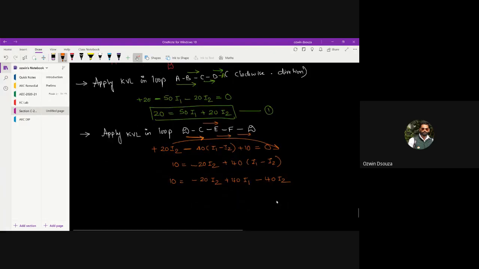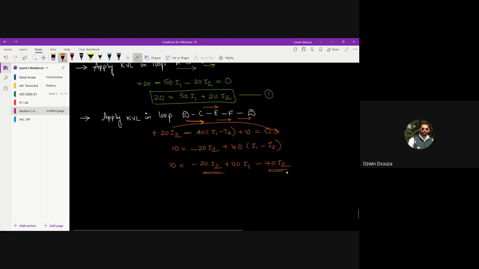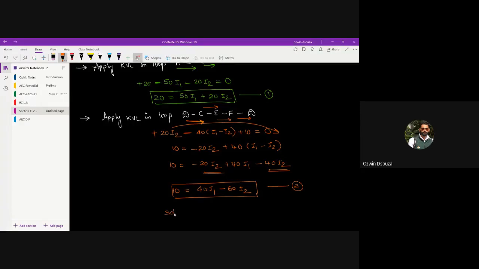So let us group the like terms together. So I can say that 10 is equal to 40 I1, minus 20 I2 and minus 40 I2. That is minus 20 plus minus 40 is minus 60 I2. So that's my equation 2. Okay. So solve equation 1 and 2 to get I1 and I2.